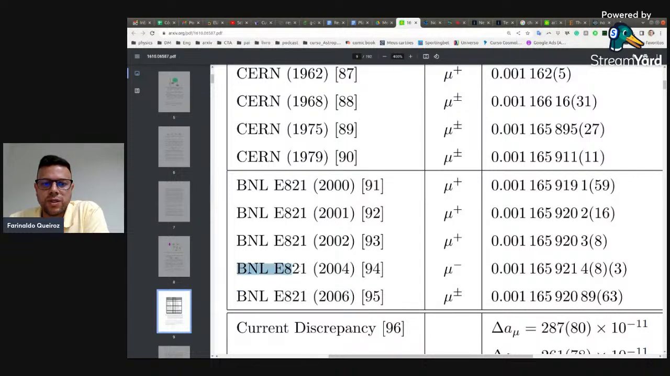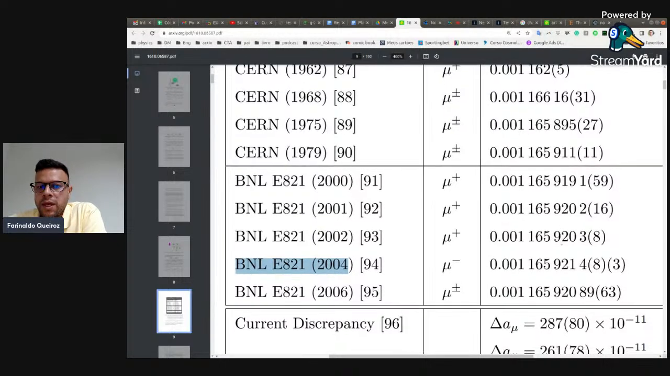This one, 2004 and 2006, because they reach a precision which is way better than the previous results. And that's roughly when the anomaly came out. So when the theory and the experiment were not in agreement, and there was a discrepancy in the muon anomalous magnetic moment.